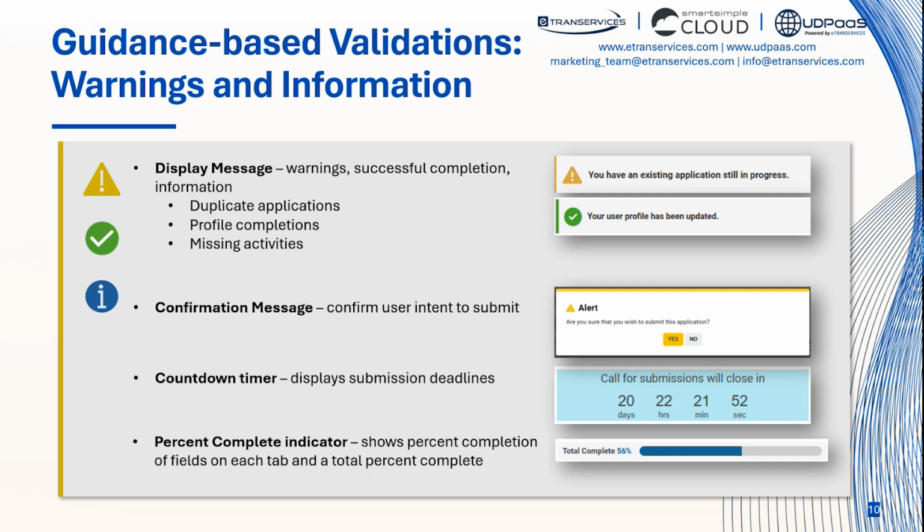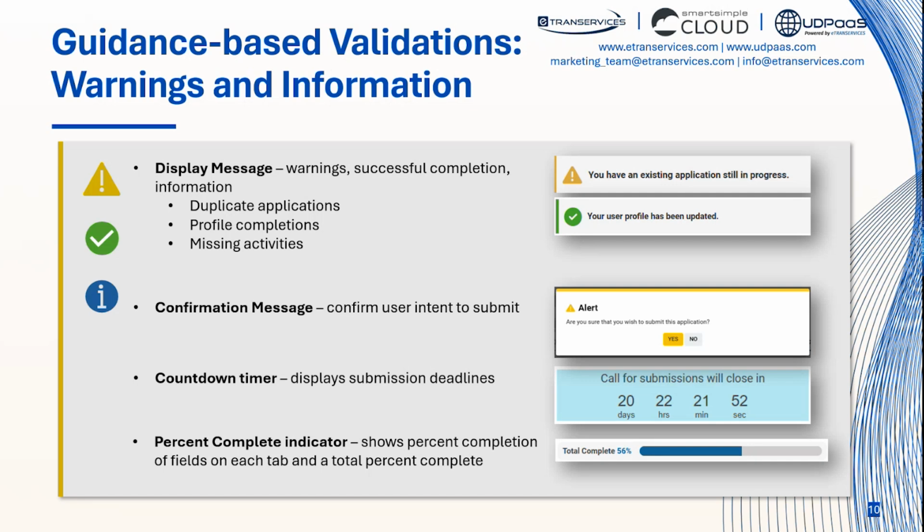Beyond the warnings, success messages are also useful. So for instance, after correcting a data issue, showing a success message reassures the user that the problem has been resolved. These are usually in green, so you see the little check mark and you know that you've completed something, and the system will let you know that you've done it correctly. These positive reinforcements enhance the user experience and build confidence in the application process.